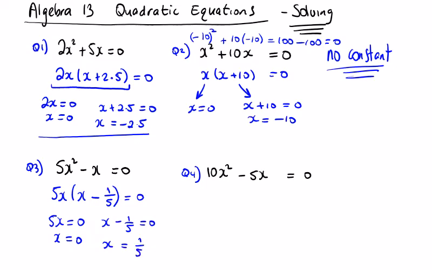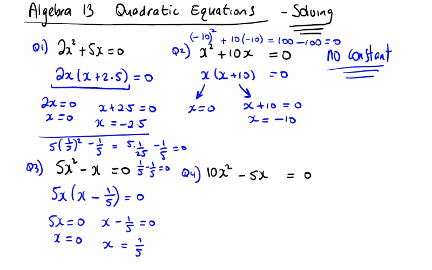If we verify that, 5 by 1 over 5 squared minus 1 over 5 is equal to 5 by 1 over 25 minus 1 over 5 equals 0. And you can see that the first one's going to give me 5 over 25, which is 1 over 5, minus 1 over 5, which does equal 0.